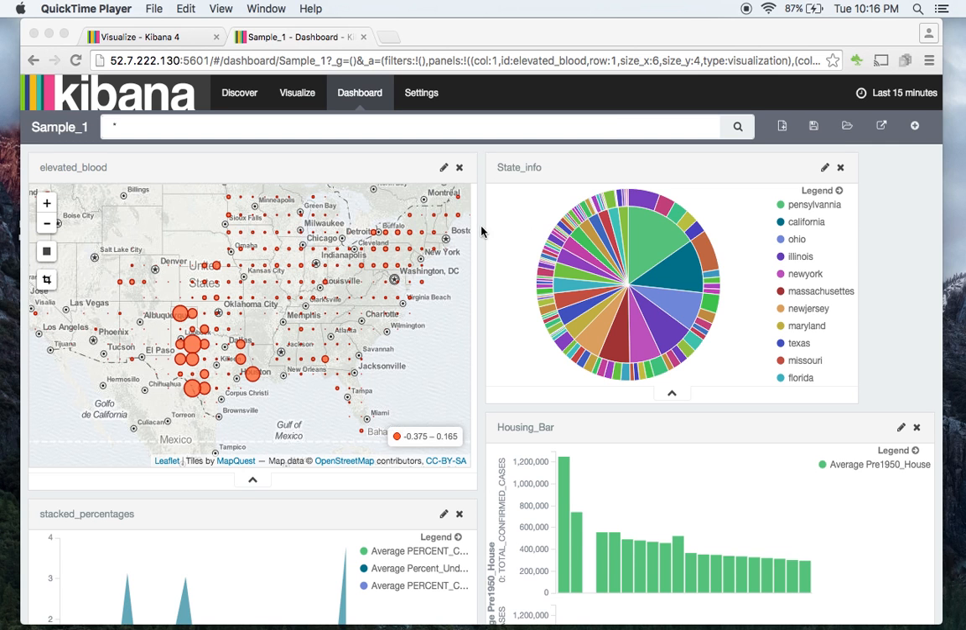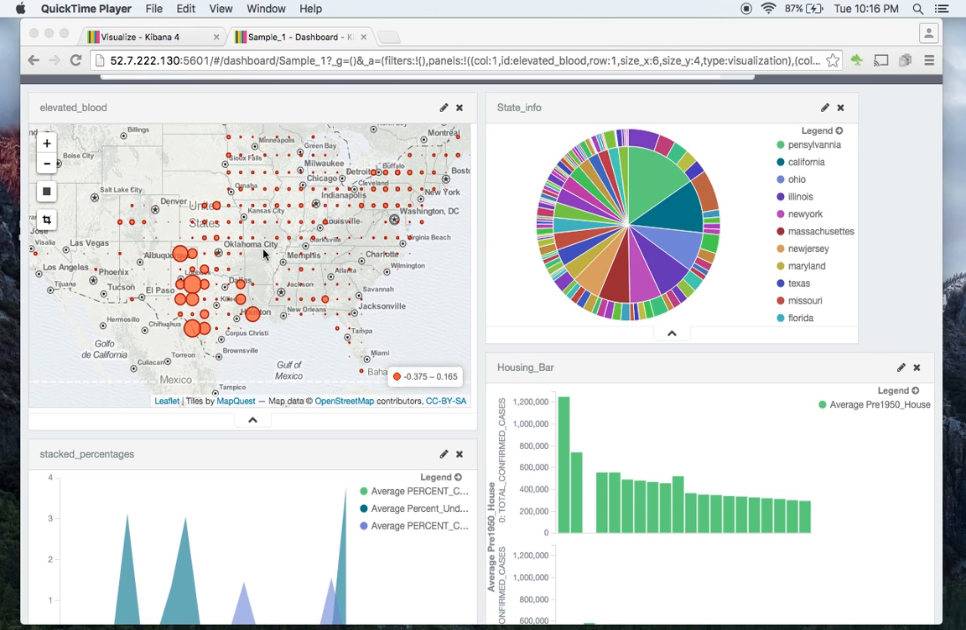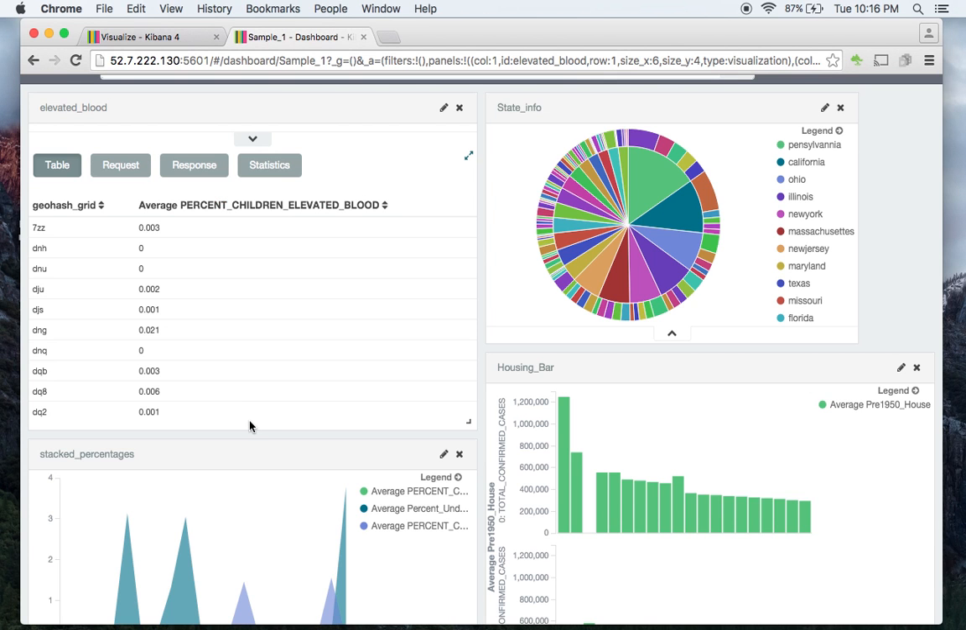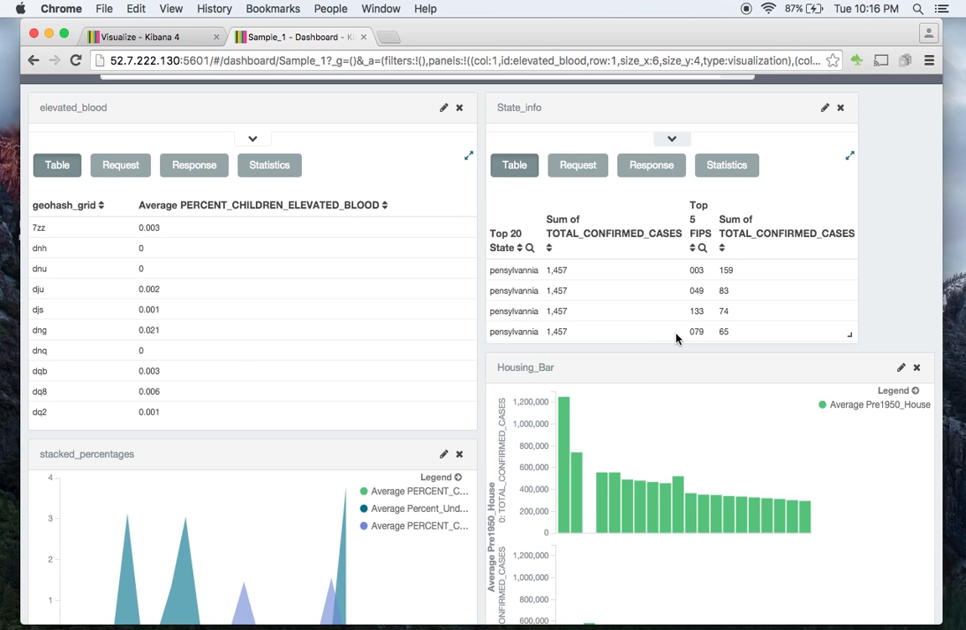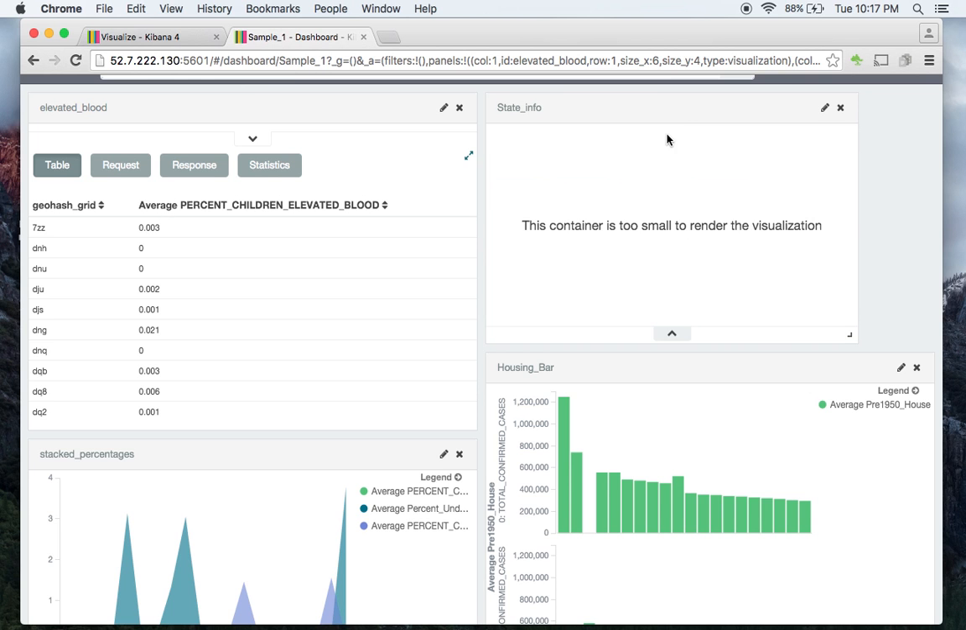We have four visualizations here. The first two, the map and the pie chart, give us a high level view of the data. If you look at the raw data here, this is the percent of children with elevated blood lead level, as compared to this, which, if you look at the raw data, is the total number of confirmed cases. Again, this is a prototype. Please disregard the sum and the average word here.